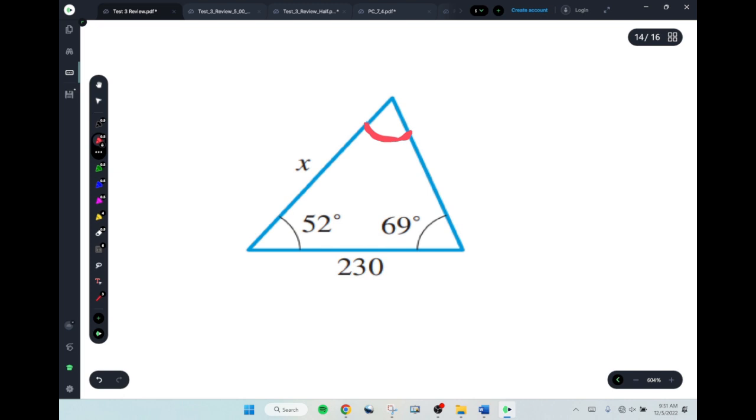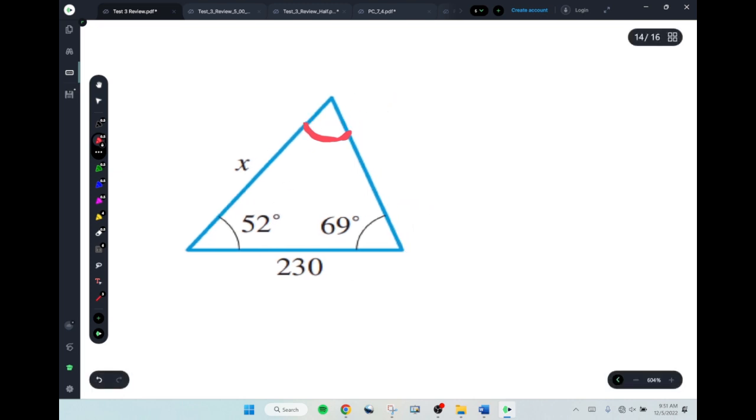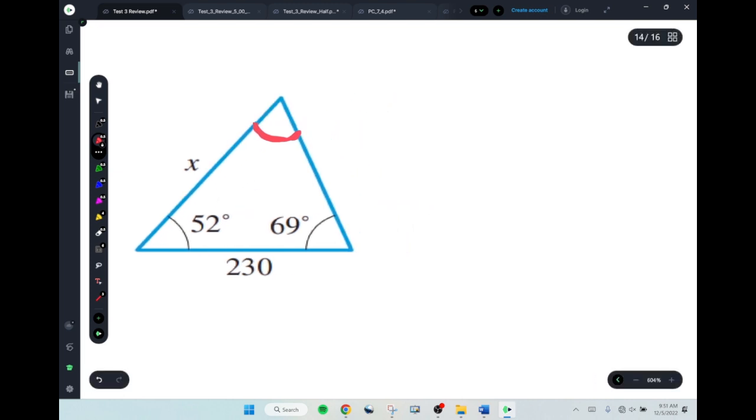How is that jumping out of the page? Because you just have to add the known angles together. Exactly. And then you subtract that from 180. Exactly. 59? Appreciate it. Okay.